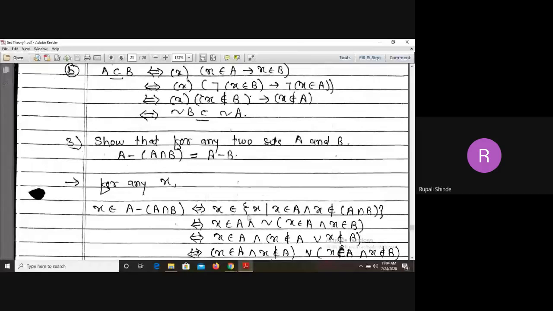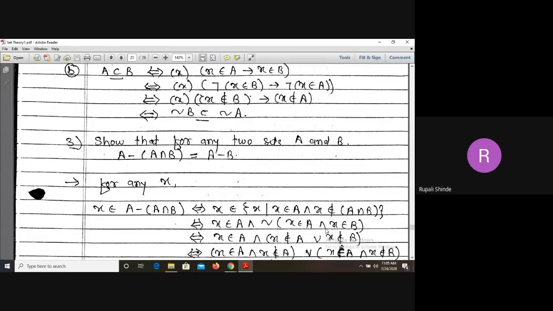That is, for any element x, x belongs to A and x does not belong to A intersection B. जे A मध्ये आहे पण A intersection B मध्ये नाहीये. That is the meaning of A minus A intersection B. Now, x belongs to A and x does not belong to A intersection B. So what is the meaning of this does not belong to? This can be written as negation of x belongs to A and x belongs to B.